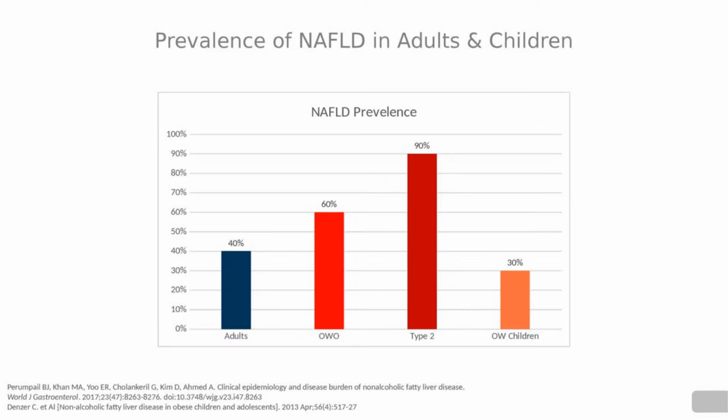So this is a kind of a scary one, actually. This is from a research paper in Germany a couple of years back that showed that 40% of adults have fatty liver. If you're overweight or obese, there's a 60% chance that you have fatty liver. And if you're diabetic, you probably have a fatty liver. You're talking 90% plus. But in overweight children, 30% of them have a fatty liver. And this will make sense when we go through the mechanisms as to what actually causes a fatty liver. So it's not dietary fat.